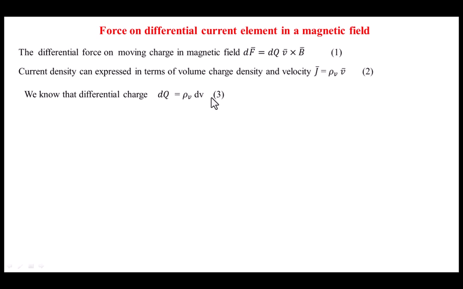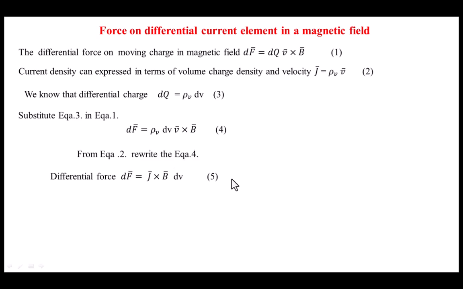Now substitute equation 3 in equation 1, in place of dq, and we get the fourth equation: dF bar equals rho V into dV into V bar cross B bar. We know J bar equals rho V into V bar, so in place of rho V into V bar we substitute J bar. We get the differential force equal to J bar cross B bar into dV. This is the differential force if volume charge is moving in a magnetic flux density.